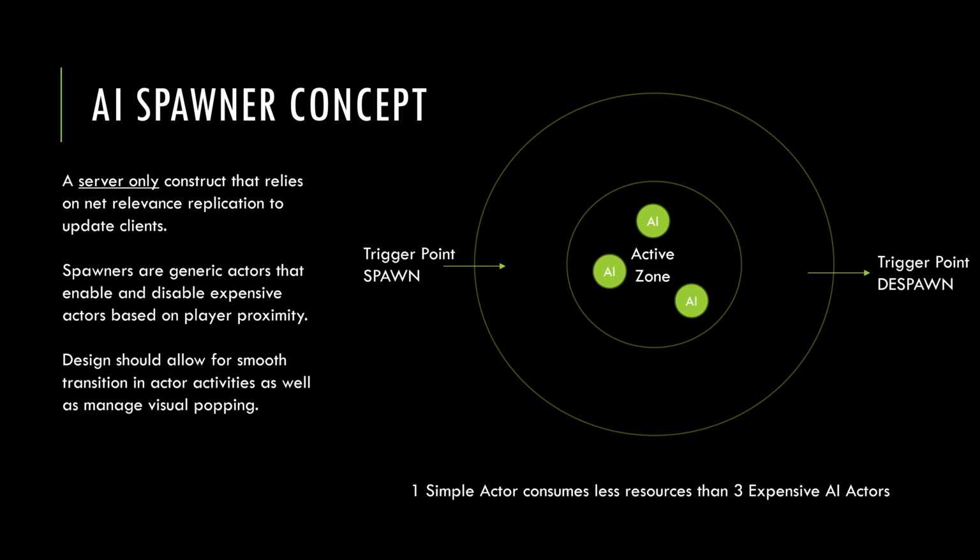You don't want every time you leave the zone and come back into the zone for them to be back at step one, right? So they need a way to be able to continue their pattern even though you're not in the zone. So we'll talk about that later, but it's just something to think about as you go. So the AI spawner is a simple actor. It obviously consumes a lot less resources than the three AI expensive actors. And that's the fundamental principle behind it, an AI spawner.